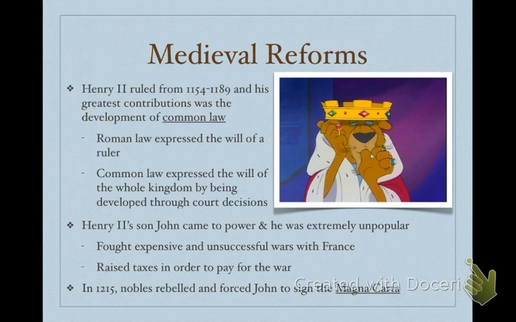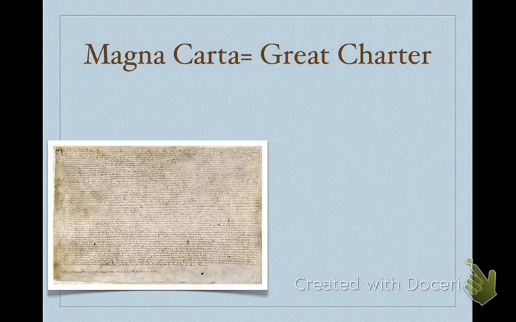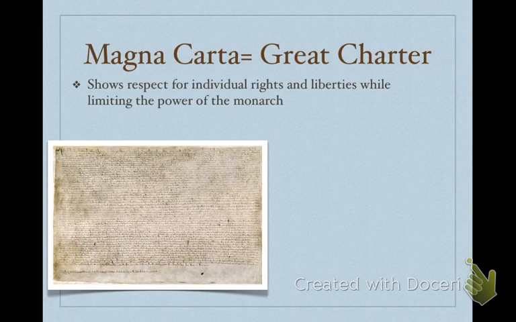So, the Magna Carta. Magna Carta means the Great Charter, and that's a picture of it. You can still go see it. It's really small. It's hard to read. But you can still go see it. And what it's trying to do is limit the power of the monarch. So it shows respect for individual rights and liberties while limiting the power of the monarch. And what it includes is some basic legal rights. So it's going to give more rights to the people, and it's going to lay them out expressly.